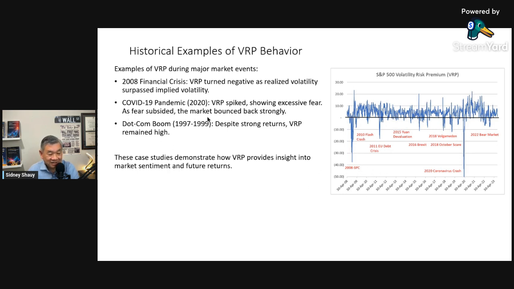In COVID-19 in 2020, the VRP spiked, showing excessive fear. As fear subsided, the market bounced back strongly, right here. And the dot-com in the early 2000s, despite strong returns, VRP remained high. That's before the crash in 2000. It's not depicted here. This graph goes as far back as April 2008, so I don't have it here to show you, but that was what happened. There were studies, people did some papers on these cases using VRP.